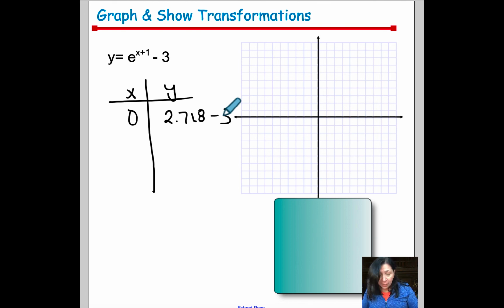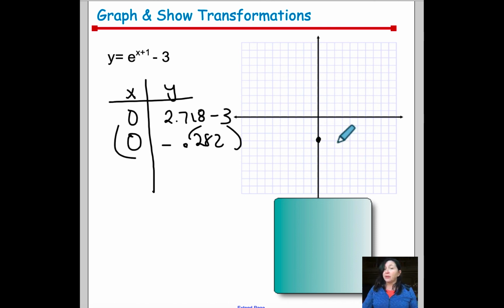2.718 minus 3 gives me what? -0.282. So at 0, I'm at -0.282. So this is 1 point. So this is one of my final values, right? I also would plug in -1, definitely, because -1 plus 1 is 0. E to the 0 power is 1, and then 1 minus 3 is -2. So I've got at -1, I'm at -2.